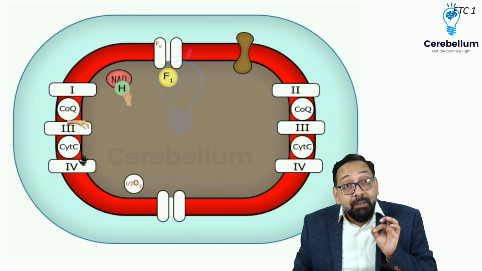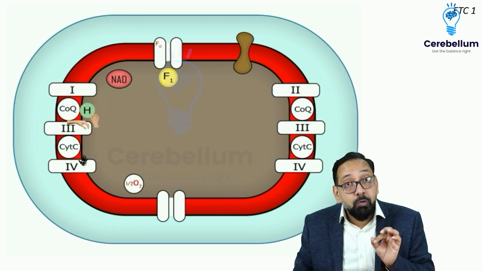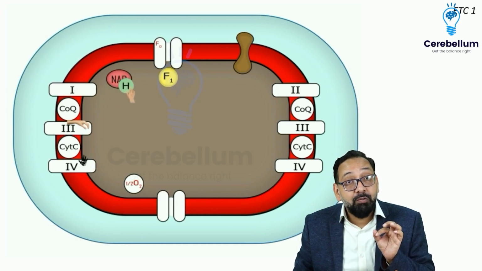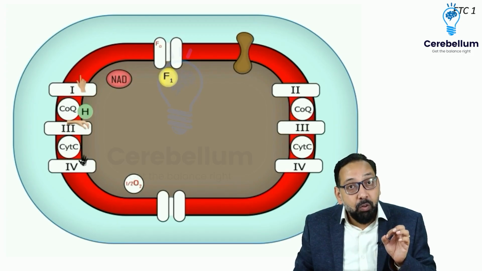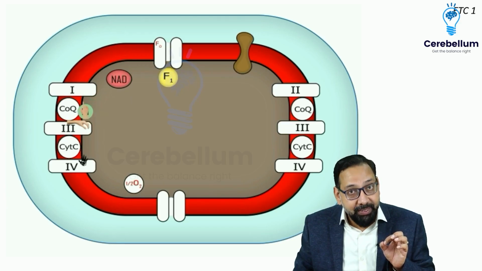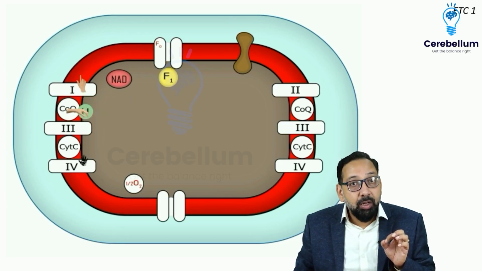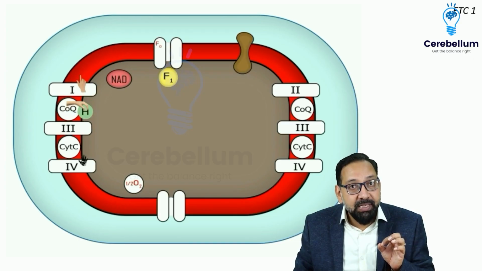Yes, this complex 1 takes hydrogen and gives it to coenzyme Q. And joining of hydrogen is called reduction. So complex 1 took hydrogen from NADH and gave it to coenzyme Q, so coenzyme Q is reduced. That's why complex 1 is called NADH coenzyme Q reductase.